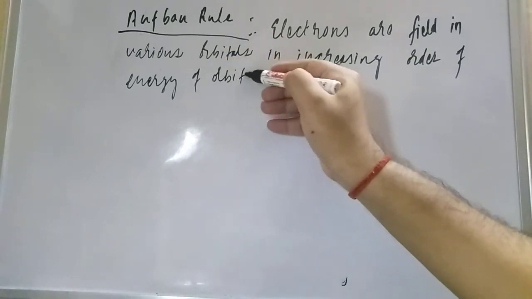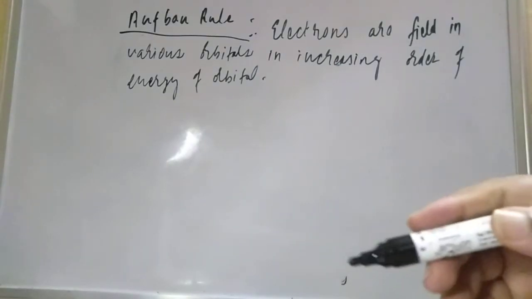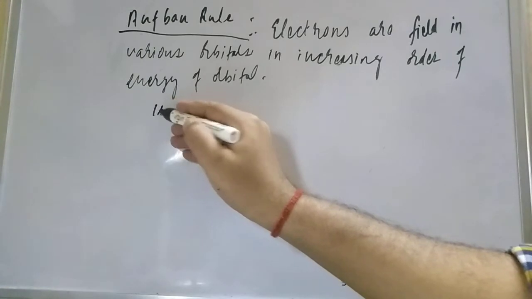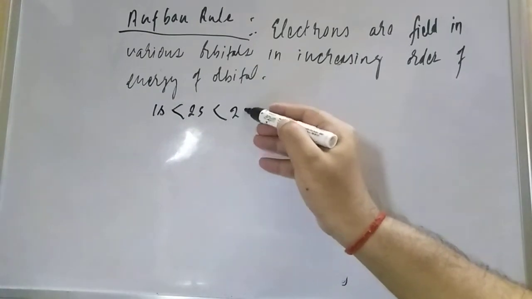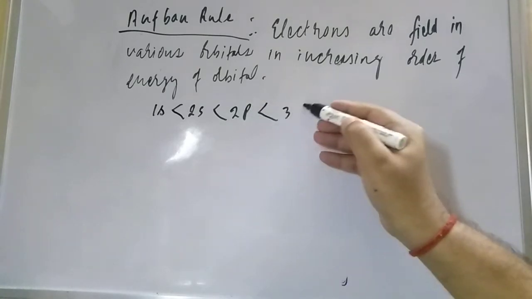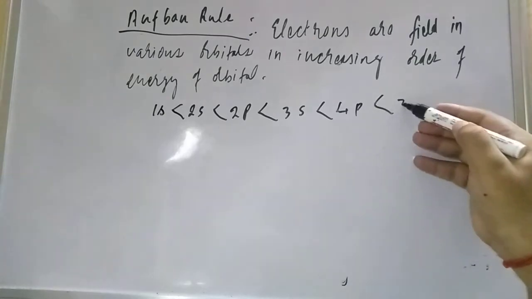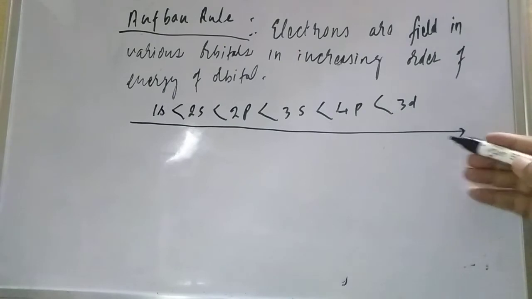Dear student, that is how the electron will fill, in increasing order of energy of orbital. For example, first one electron will go to 1s, then 2s, then 2p, then 3s, then 4p, then 3d. So this is the increasing order of energy of orbital.